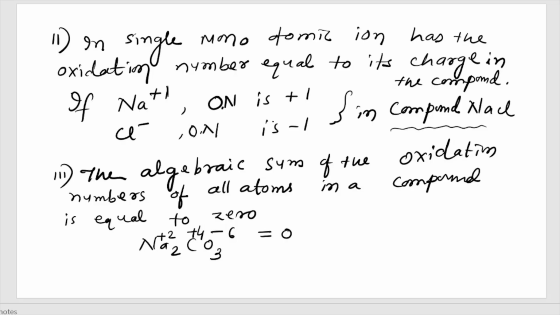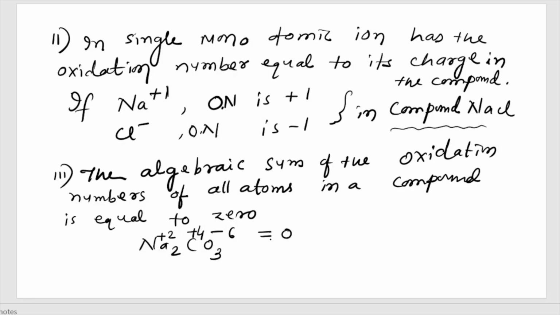What is the algebraic sum of oxidation numbers of all atoms? If one compound is there, how can you calculate the oxidation number of the compound? Because I told you before, only one ion. Let us see, it is sodium carbonate. How can you calculate the value?